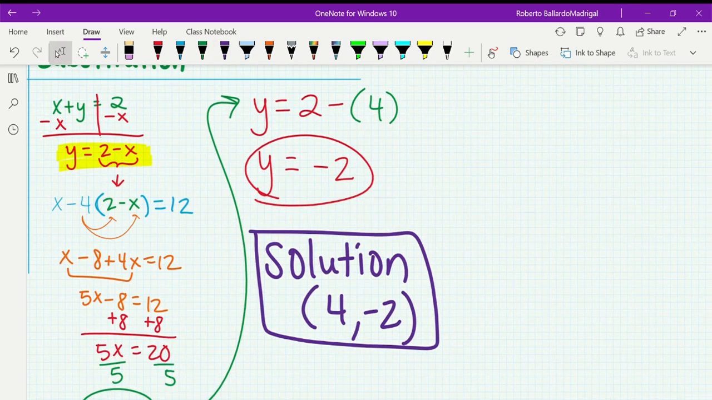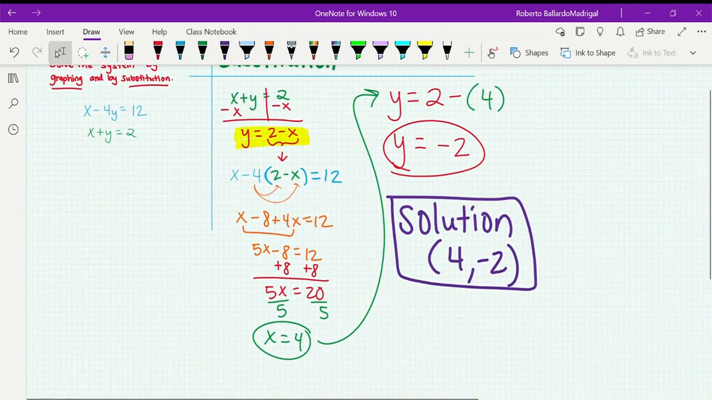Any questions with solving by substitution before we move on? Please feel free to ask questions. Don't be shy, you guys. This is your learning. So any steps that you didn't understand, please let me know. All right, in that case, let's move on and solve by graphing.